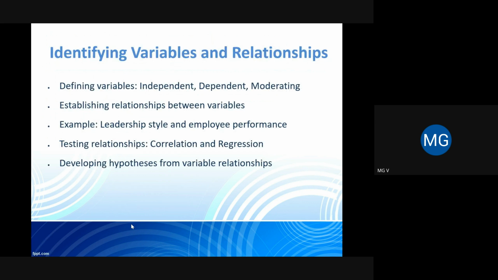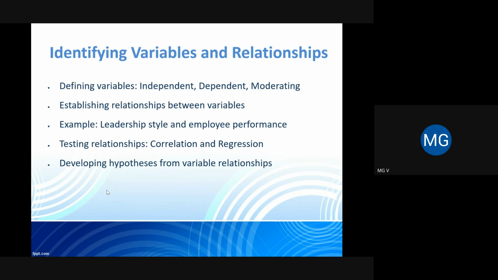Now, identifying variables and relationships. So we are going with very, very basic concepts so that all of you can participate and can have a strong base. Identifying key variables is crucial for hypothesis formulation and data analysis. Independent variables influence dependent variables, while moderating variables affect the strength of their relationship.